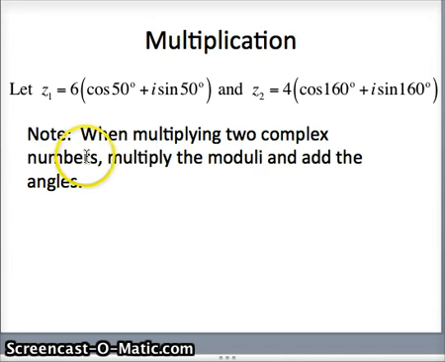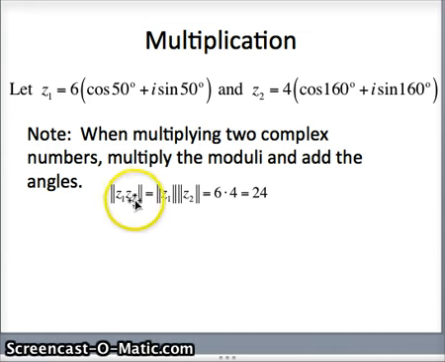When multiplying two complex numbers, multiply the moduli, this modulus 6, that modulus 4. We're going to multiply the two moduli and get 24, and then add the angles because we're rotating around. First we rotate 50 degrees from the x-axis, then we rotate another 160 degrees. As we rotate, it grows. So we've rotated a total of how many? 50 plus 160. We've rotated a total of 210 degrees.